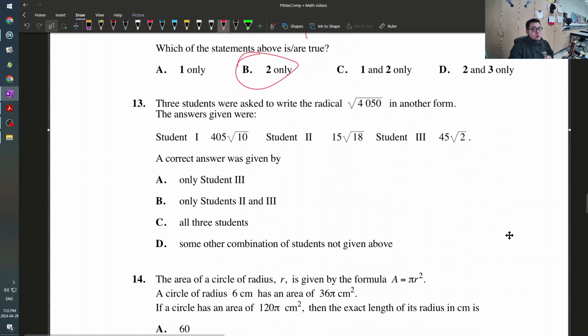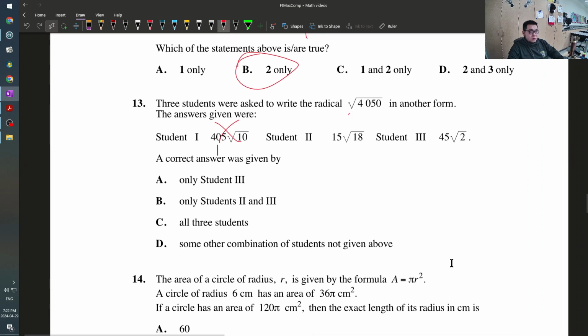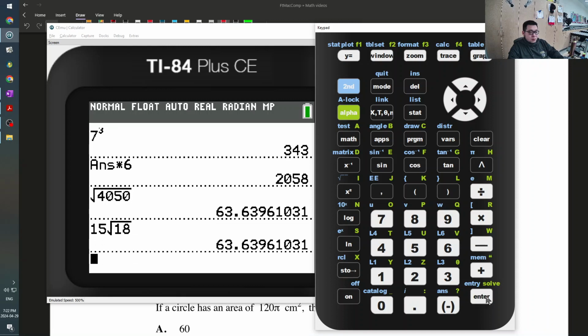13. Three students are asked to write the radical in another form. Okay, so this is not right, just put it in your calculator. 15 root 18. Okay, so let's take a look. Square root of 4050. Okay, 15 root 18 and 45 root 2.